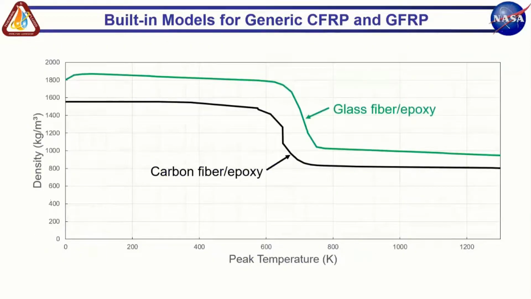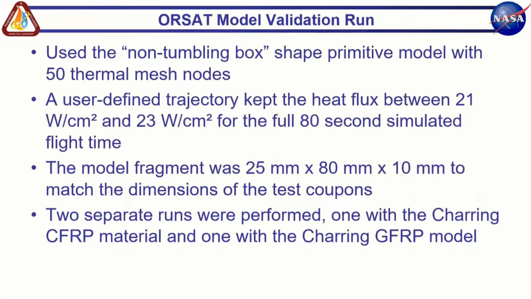We generated 2 new built-in models for the ORSAT charring model. We have a built-in generic glass fiber epoxy model and a built-in generic carbon fiber epoxy model. These use the density versus peak temperature functions shown here. And so we then want to use the test data from the plasma torch to validate our model in ORSAT. So we ran an ORSAT run that was designed to mimic the plasma torch test as closely as possible.